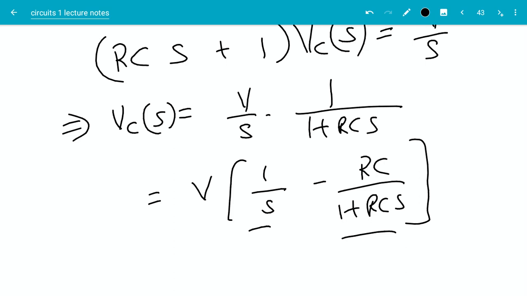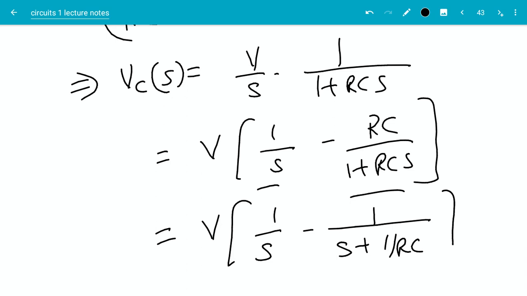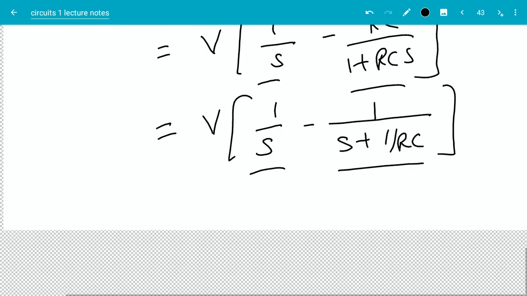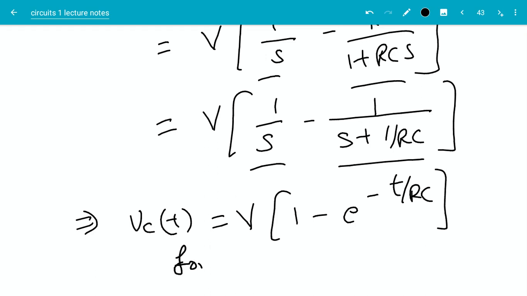Now the reason I did this is that it's easy for me to calculate the inverse Laplace transform. First I want to get this into a familiar form: 1 over S minus 1 over S plus 1 over RC. This is 1 over S, and this is in the form of 1 over S plus A, for which I can find the inverse Laplace transform. So my Vc of t would be V times 1 minus e to the minus t over RC. And this is my forced solution.